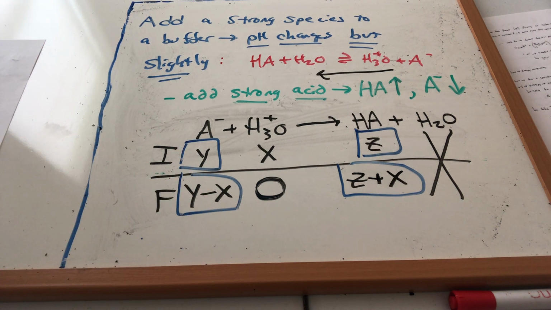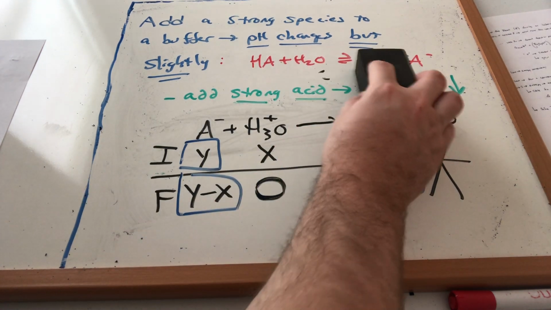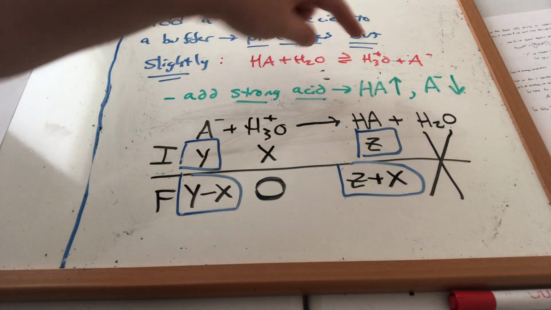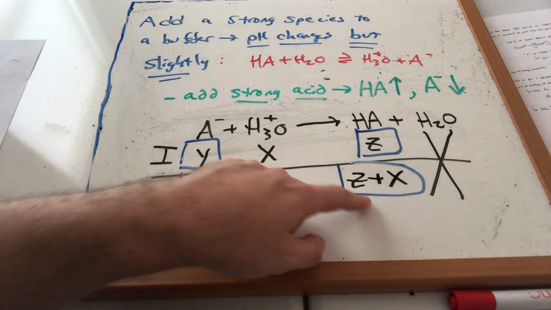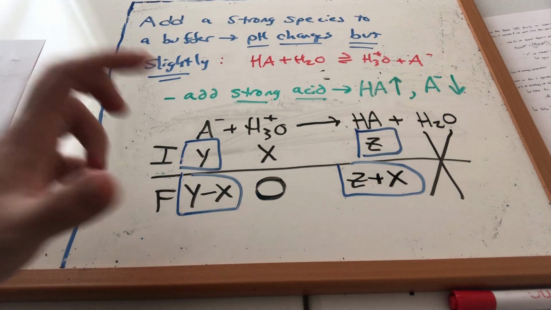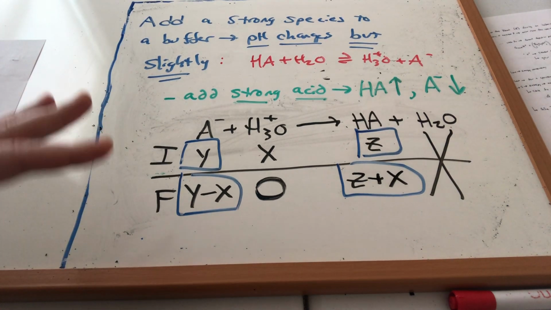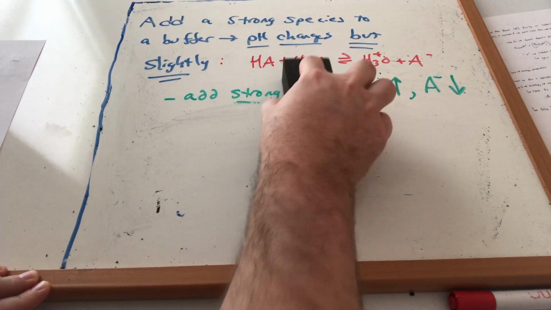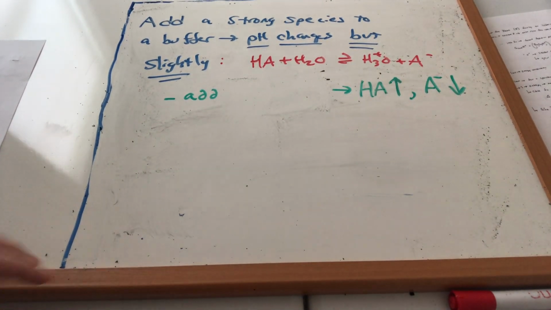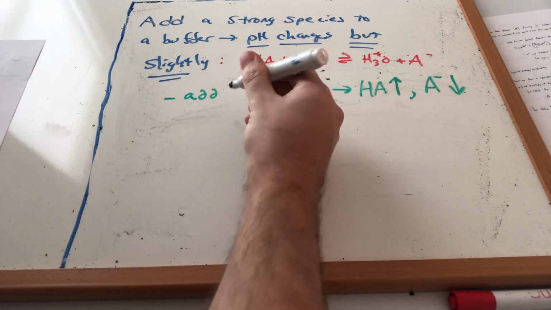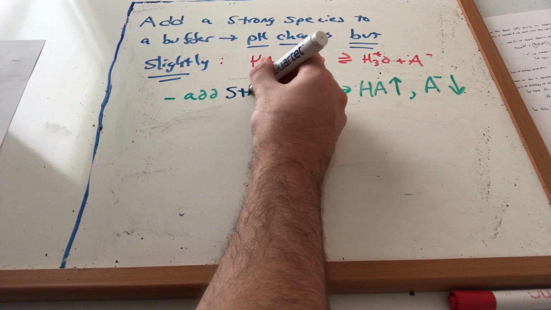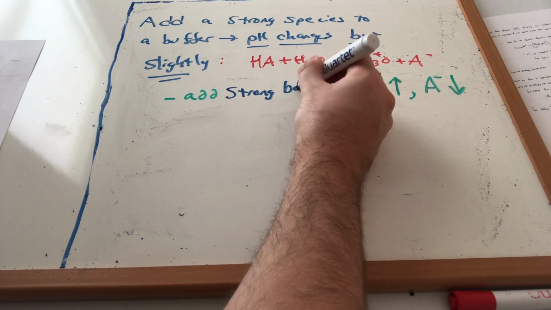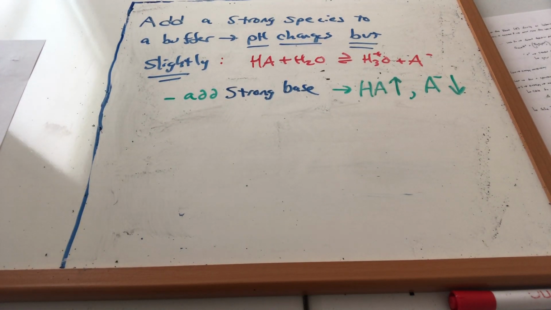And the same thought process occurs, but in the opposite direction for your buffer system. And this pH change might be slight, but it's definitely going to occur because we have changed that log term a bit. And like I said, once we get to the mathematics, you'll see it. Same idea, same thought process. Let's add a strong base. So let's have a buffer established with a certain amount of A minus and a certain amount of HA.